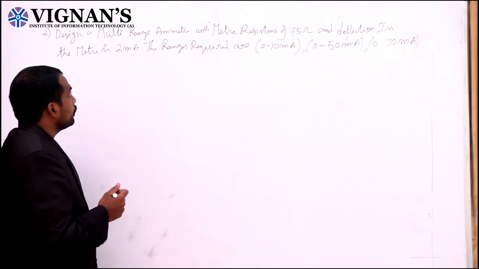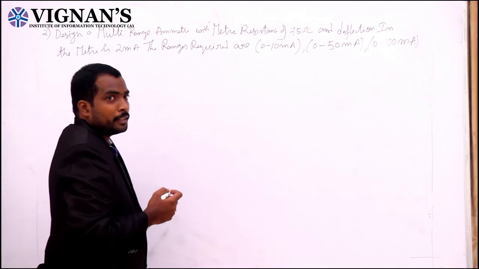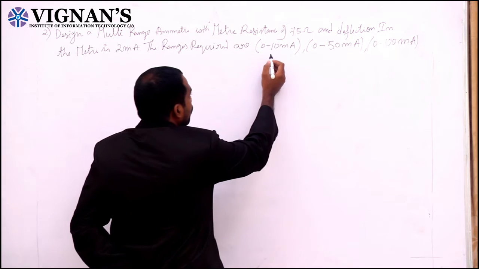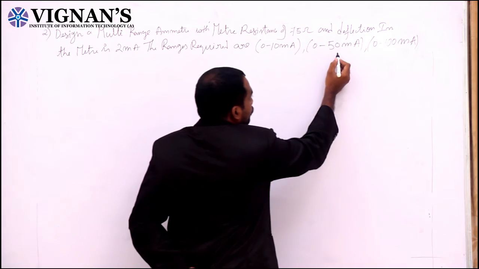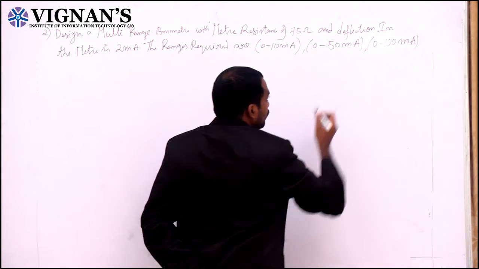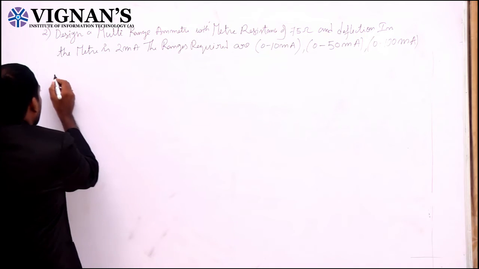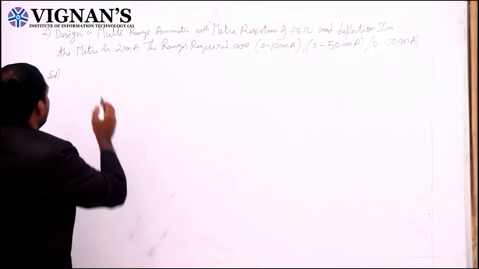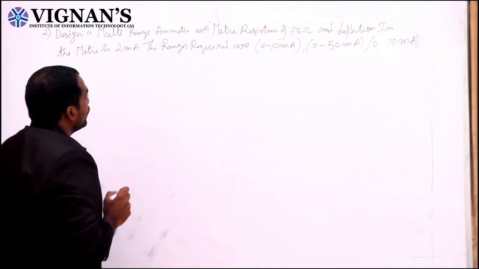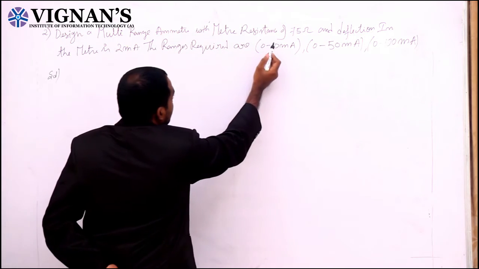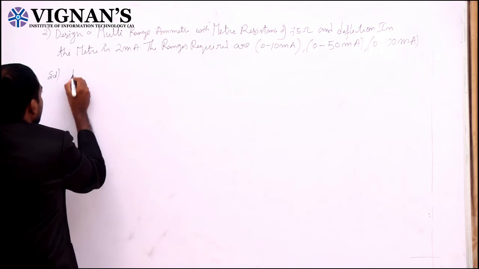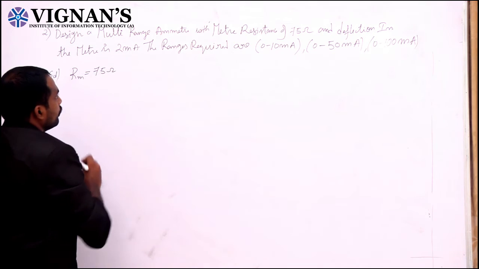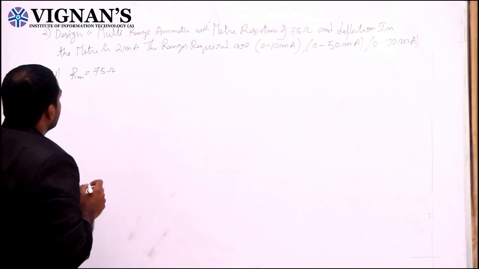So this problem is based on a multi-range ammeter. That means we will calculate different ranges of the ammeter, where it can range from 0 to 10 milliamps, 0 to 50 milliamps and 0 to 100 milliamps. That means in the given problem, the data which is given is: design a multi-range ammeter with a meter resistance of 75 ohms. That means he has given the value of Rm is equal to 75 ohms and the deflection in the meter is 2 milliamps.